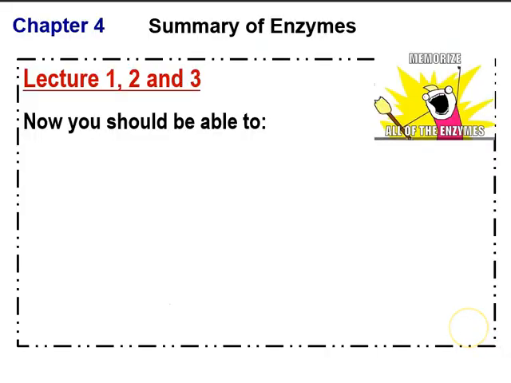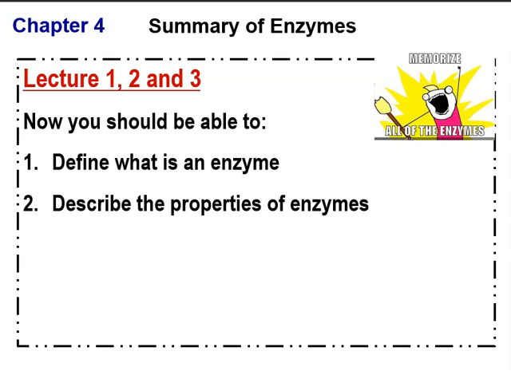Okay, so now at the end of lecture 1, 2, and 3, you should be able to do this. Number 1, you should be able to define what is an enzyme. You will be able to describe the properties of an enzyme. So what are the characteristics? It's very specific. You need it in small amounts. It is the lock and key hypothesis that describes how it behaves. It is affected by temperature and pH.